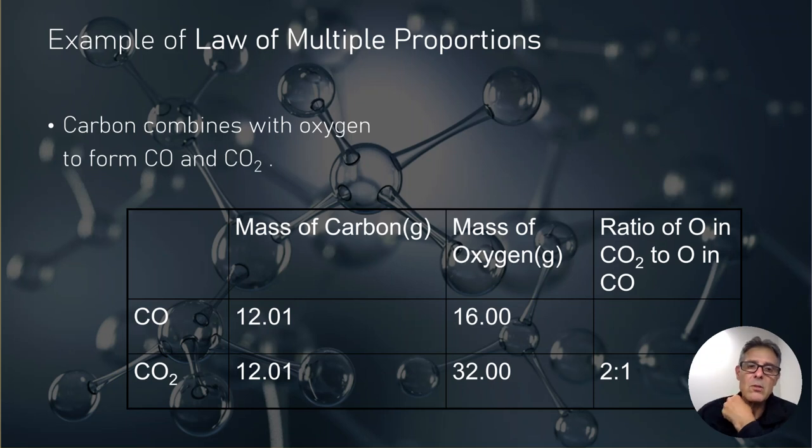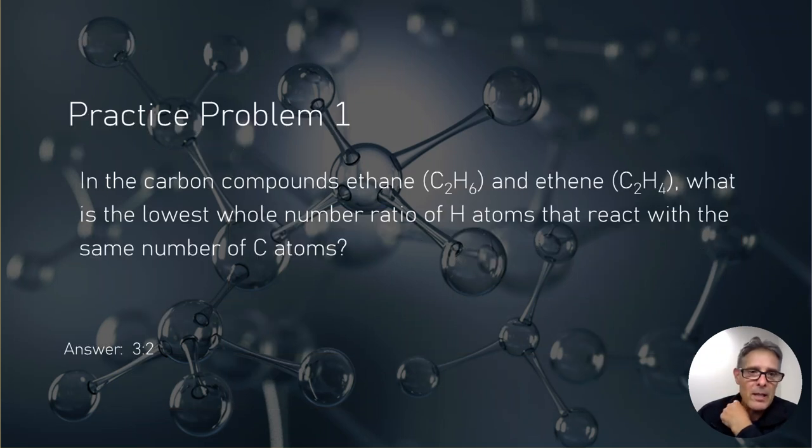All right, let's look at a quick practice problem along that line. We have two different carbon compounds. One is called ethane, and it's C2H6, and one is called ethene, and it is C2H4. We want to know what the lowest whole number ratio of hydrogen atoms is that react with the same number of carbon atoms. We have two carbon atoms in both molecules, which is handy, so we don't have to change anything there.